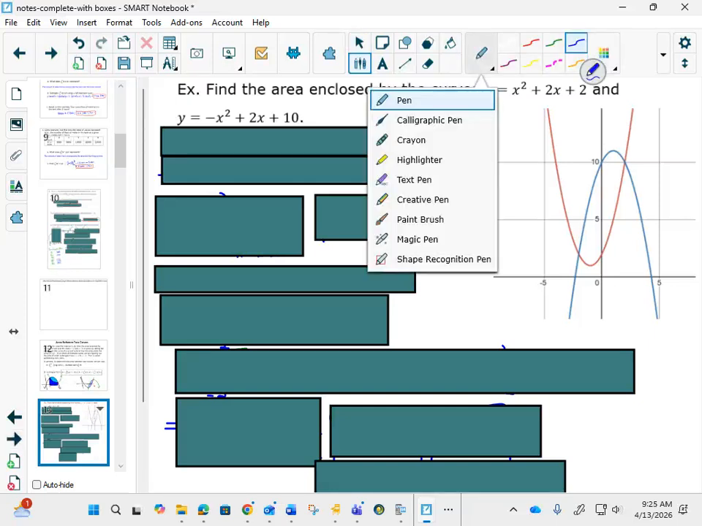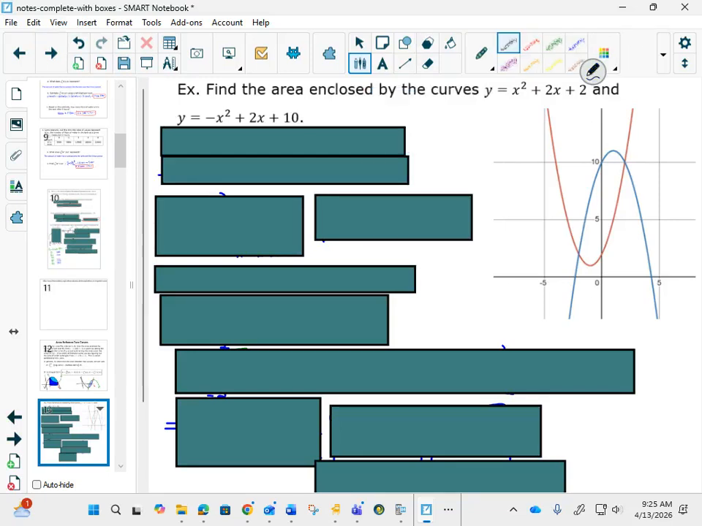I love taking out crayons for this part. Here we go. I feel like orange. Find the area enclosed by these two curves. That is that part right there.